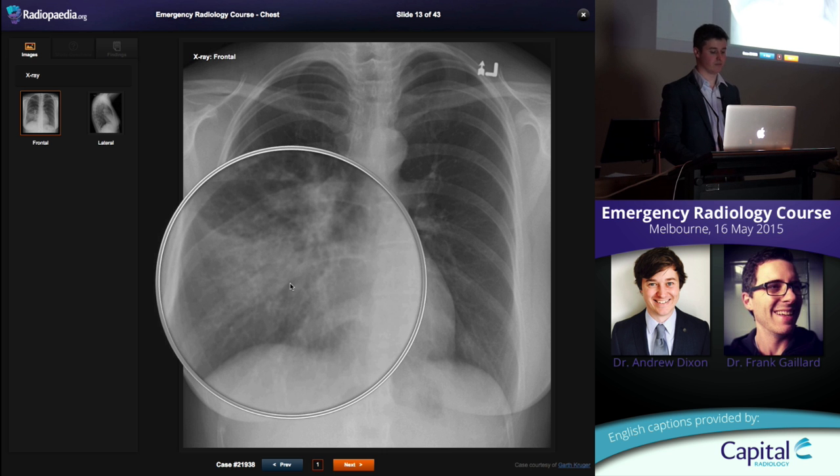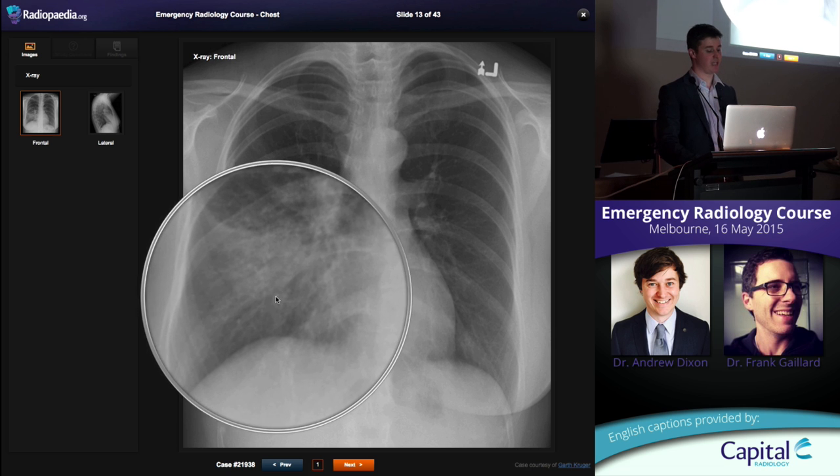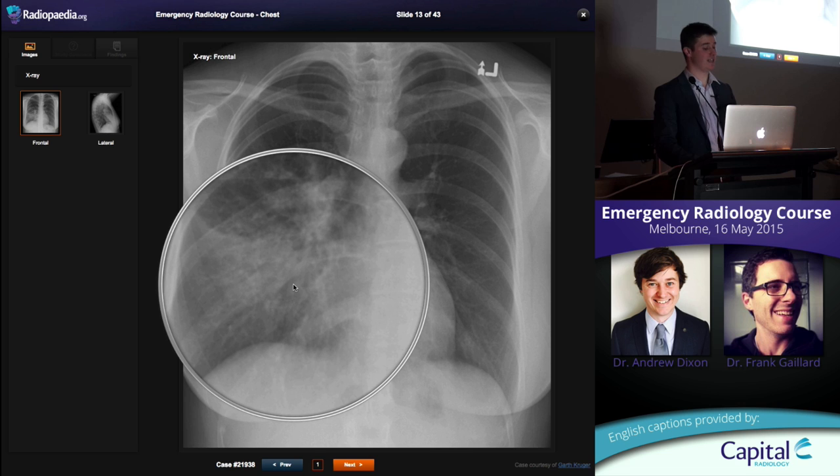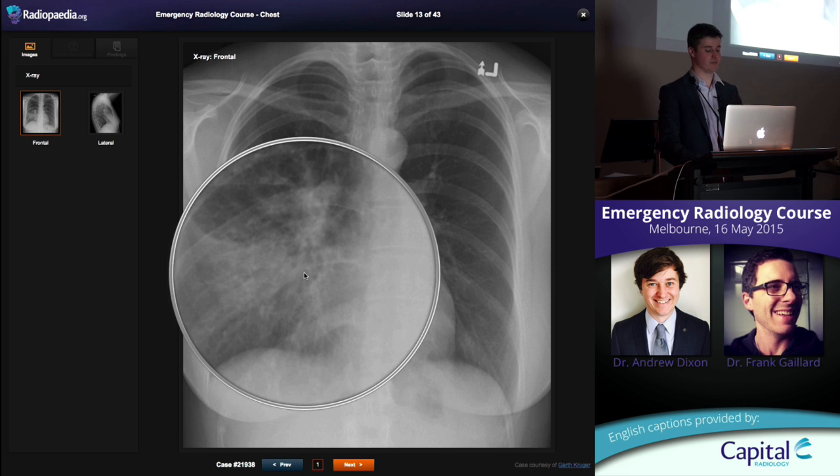Another good example of air bronchograms. Can't trace the white vessels, but I can trace these black branching structures through here. So there's definitely opacity in the airspace. It's not as if there's fluid tracking in an oblique fissure to create this. You know, it's not pleural. It must be within the alveolar space in order to create those air bronchograms.